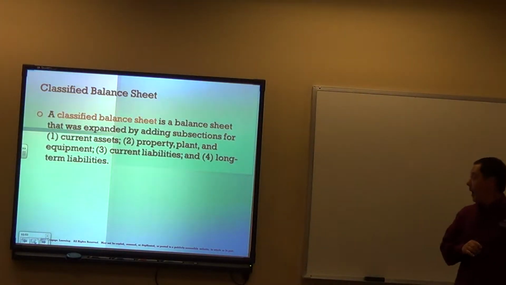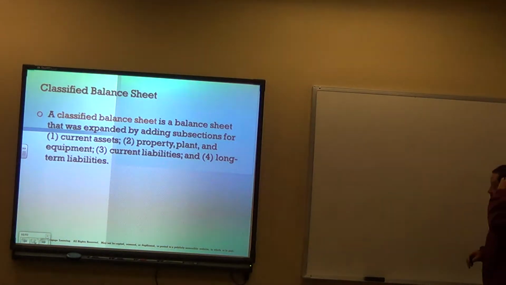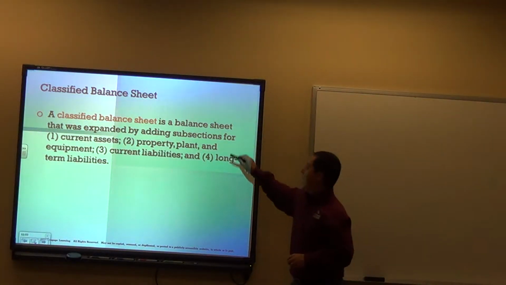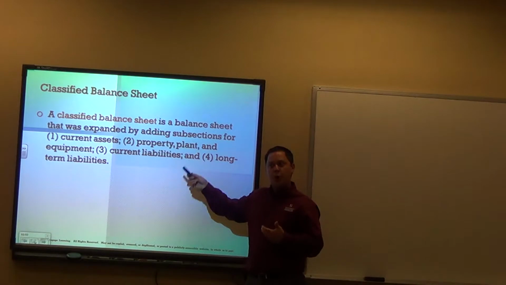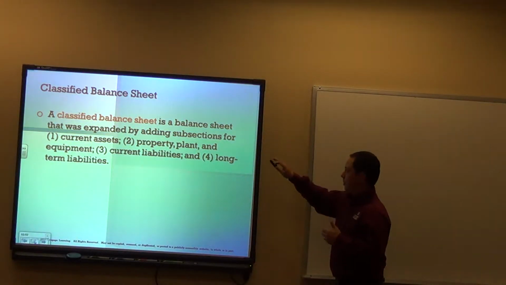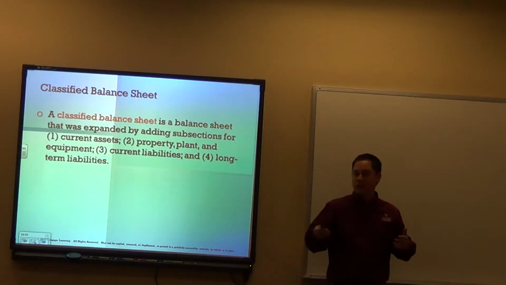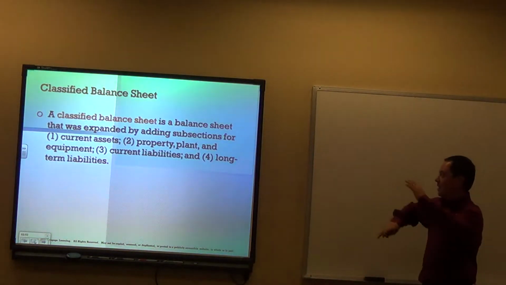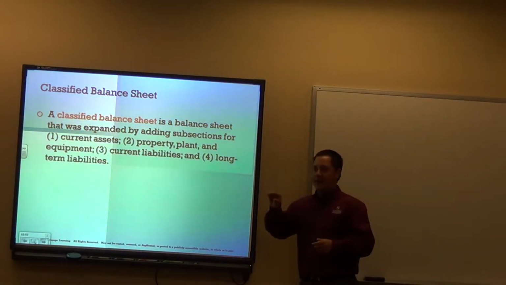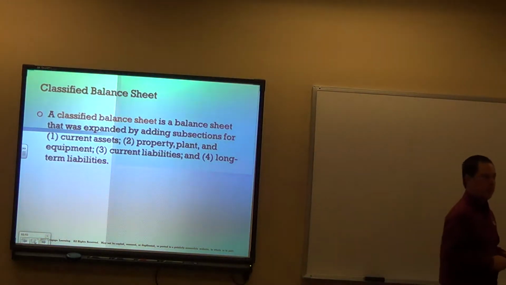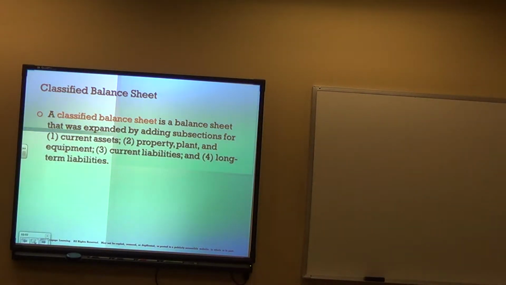Okay. A classified balance sheet is a balance sheet that expands by adding subsections, like I said. So that's the current assets that we talked about. There may be plant, property, and equipment, current liabilities, and there may be long-term liabilities, those are your notes and different things like that. So that's what a classified balance sheet is. You put it in different categories. We really haven't talked about that a lot yet, but today we'll get a little deeper into it as we move forward.